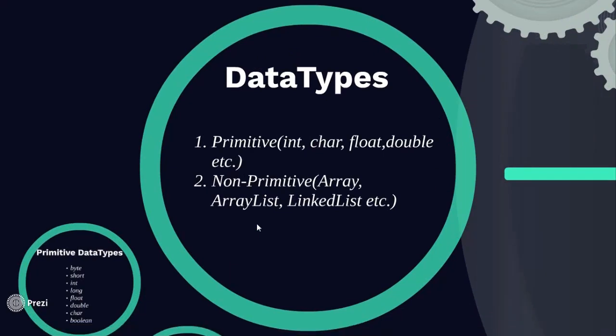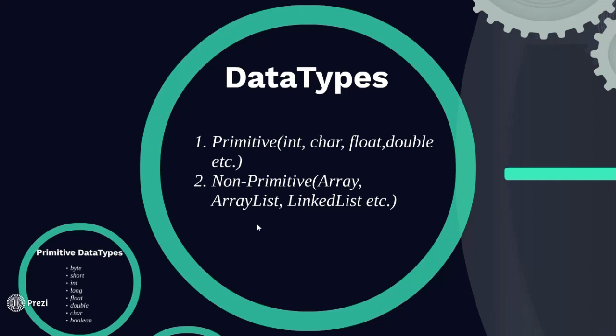The first one, that is the primitive one, is also known as fundamental data types. These data types are not composed of any other data type. They are independent of each other, such as int, char, float, double, and many more. We will discuss them all.